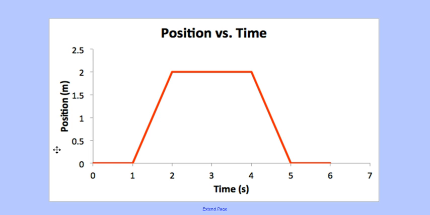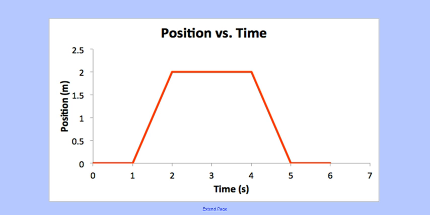Looking at those time intervals between 1 and 2 seconds and between 4 and 5 seconds, we can determine how fast our object moved. We can do this by finding the slope of this graph. Velocity is the slope of a position versus time graph. That's an important concept to know. So between 0 and 1 second, 2 and 4 seconds, and 5 and 6 seconds, the slope is 0. Therefore, the velocity is 0.